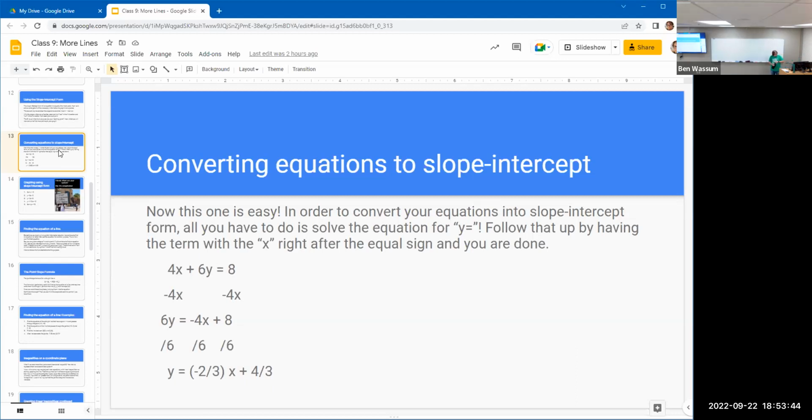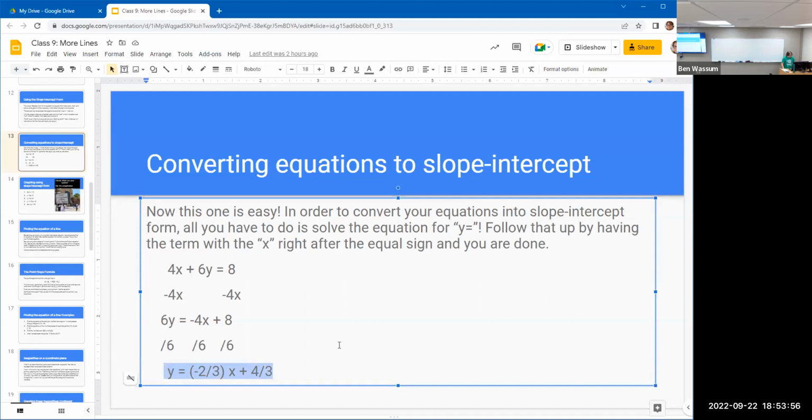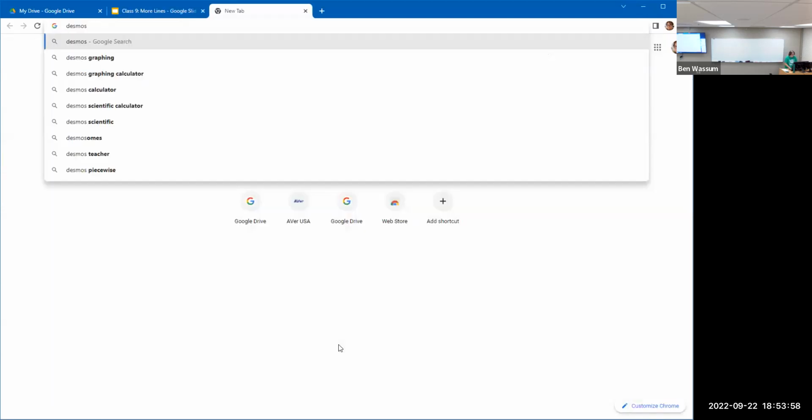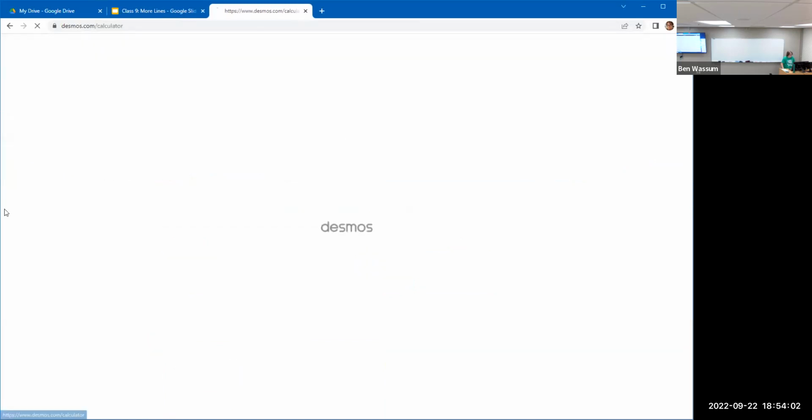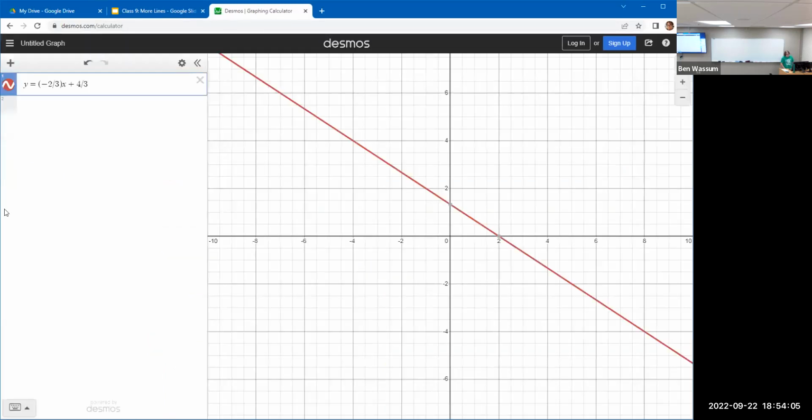Now this particular example has fractions galore. And I'm going to tell you right now, I hate the idea of graphing. Now, just for funsies, let's see what it looks like. Looks like that.